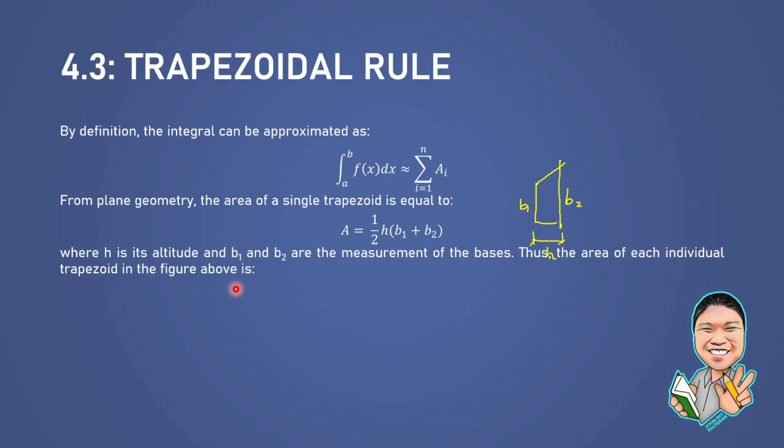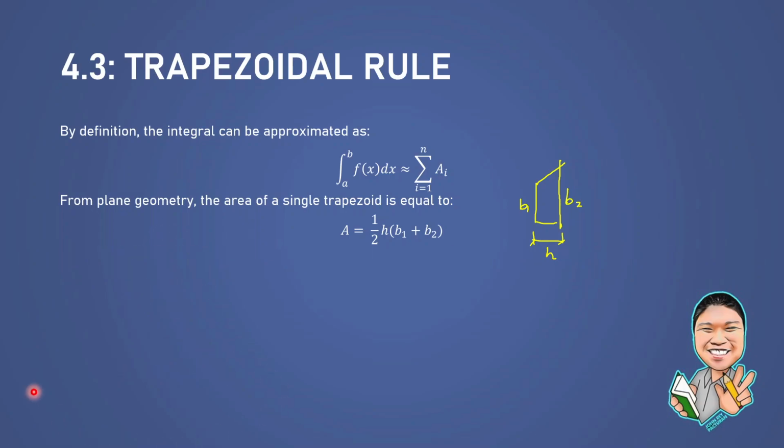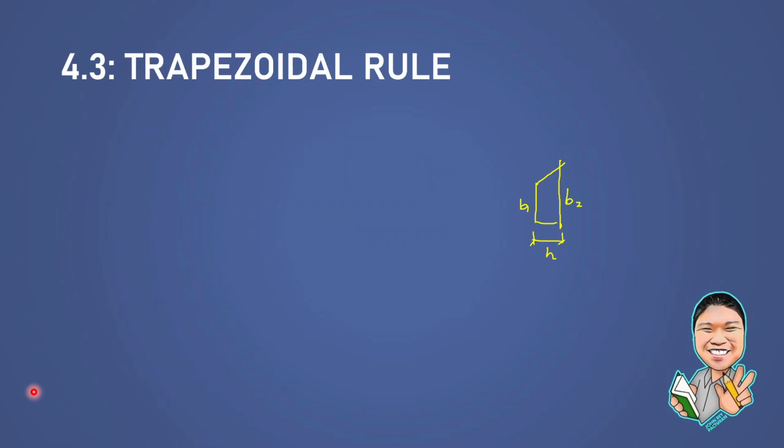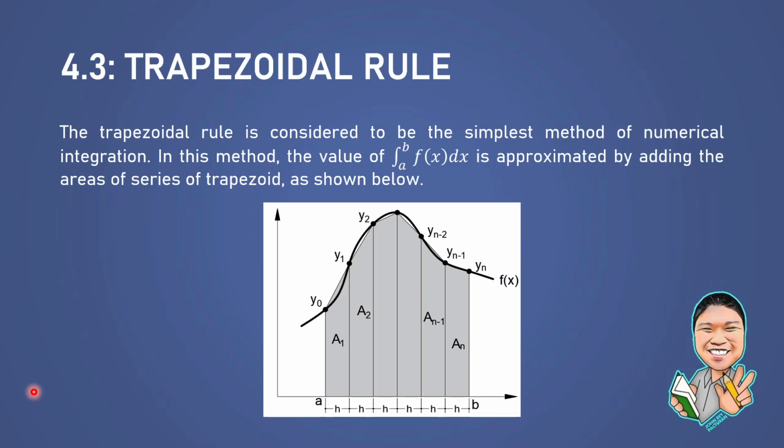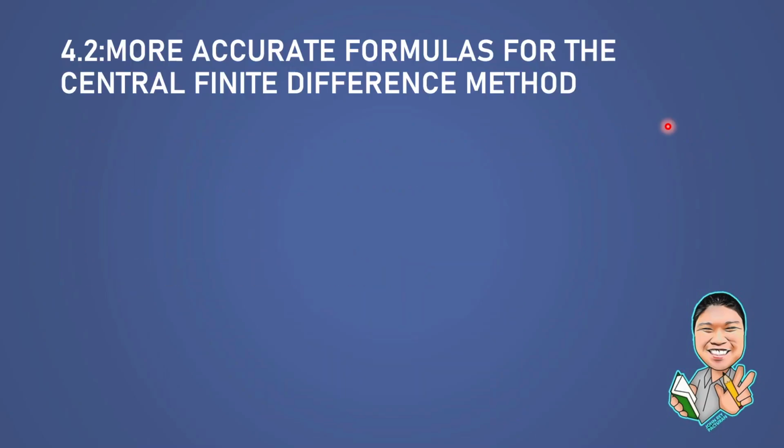Okay? So, kung titingnan nyo, when h is the altitude, b sub 1 and b sub 2 are the measurements of bases. Thus, the area of each individual trapezoid, doon sa pinakita kong figure, ito siya, 1/2 ng h. Yung h kasi yun yung magiging height. Tapos, y sub 0 plus y sub 1. Again, if we are going back to the last slide, ito siya. Yung area sub 1 natin, ayun no.